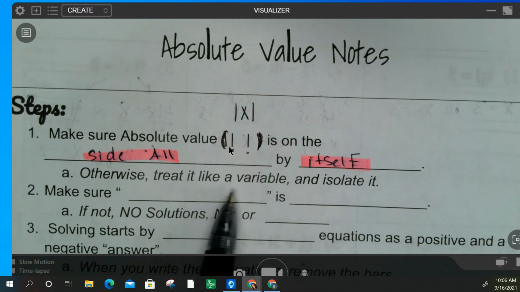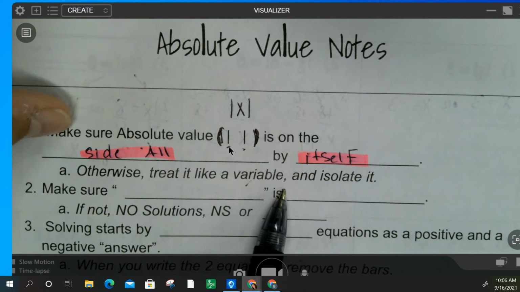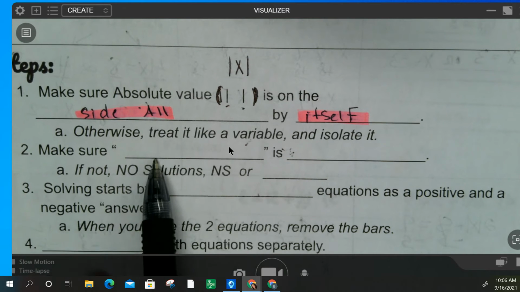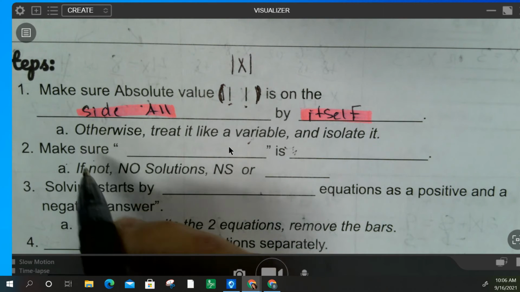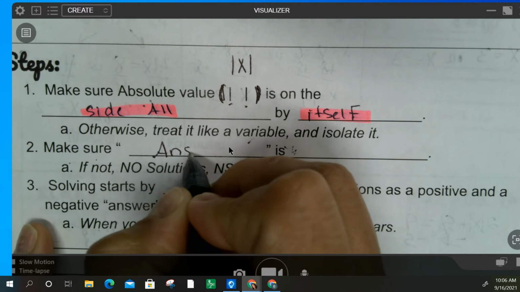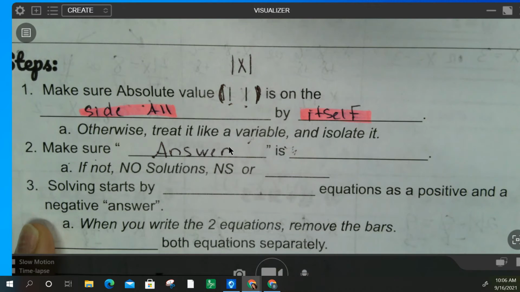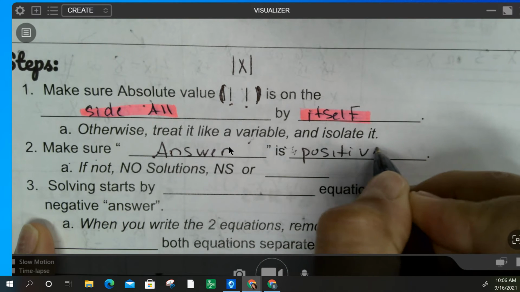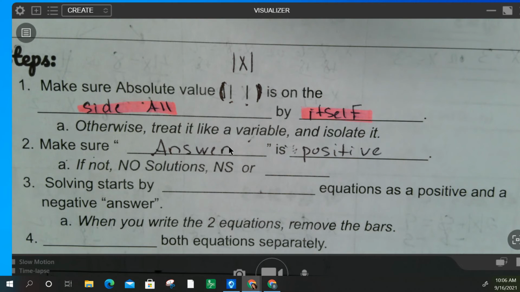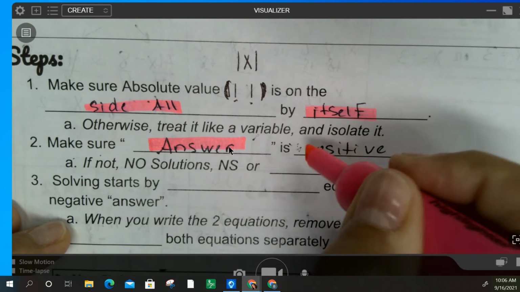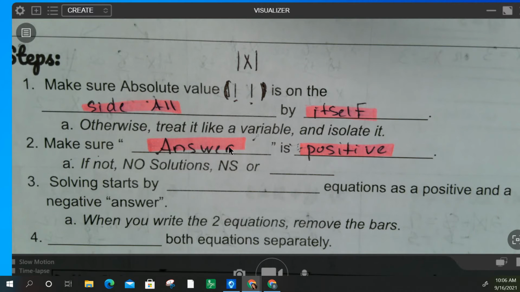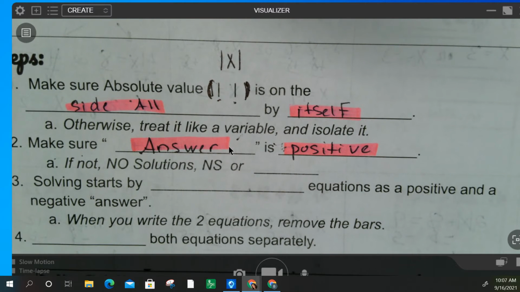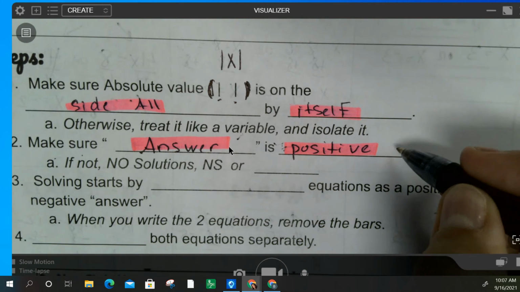All right, so after you've isolated the absolute value, you can't do the next step until you've isolated it. You're going to determine if the answer, and I would highlight these if I was you, is positive. What that means is you cannot have a negative answer and actually get an answer for an absolute value, because absolute values are always positive because it's a distance. You can't walk a negative mile, right? That'd be weird. Like, hey, mom, we'll go run -5 miles today. So the answer has to be positive.